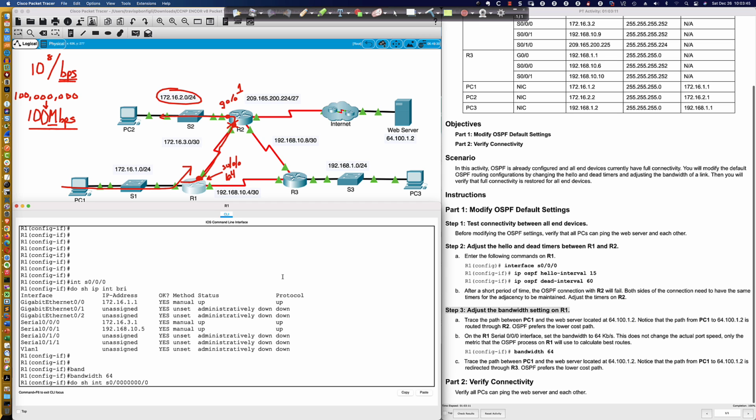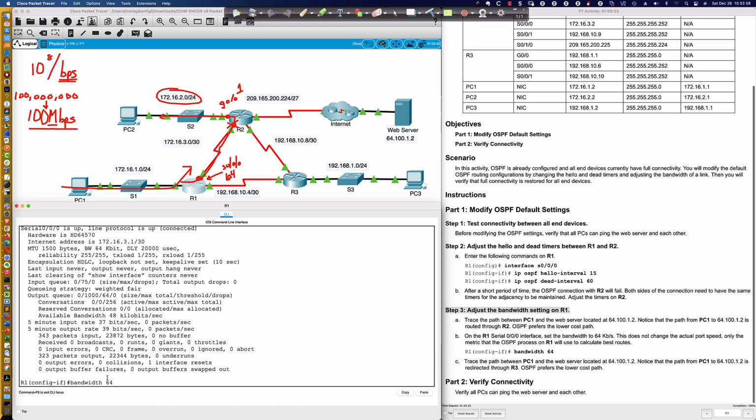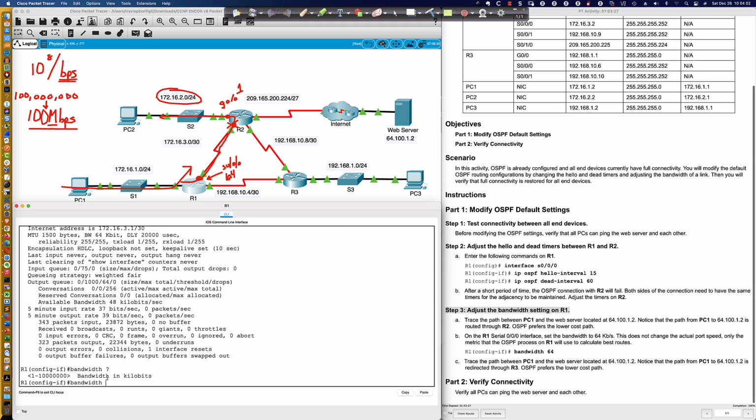iOS isn't going to punish me for that, right? It's going to do what I asked it to do. The zeros are free. And you can see, there it is. The bandwidth has been set to 64 kilobits per second. So what does that tell you? Well, that tells you that that command is going to force you to put in the bandwidth that you desire in kilobits per second.